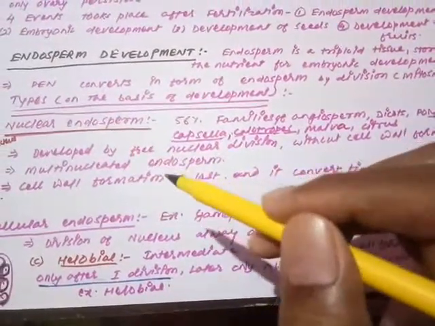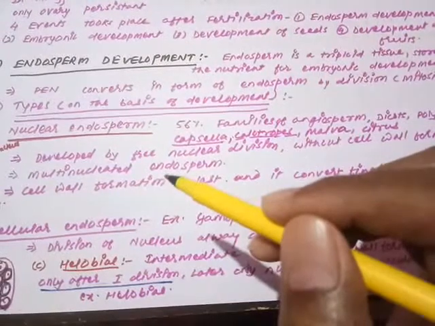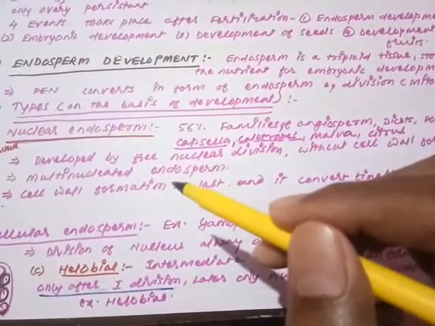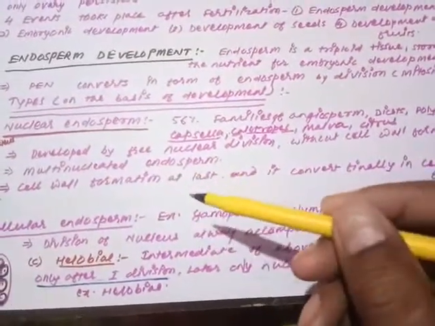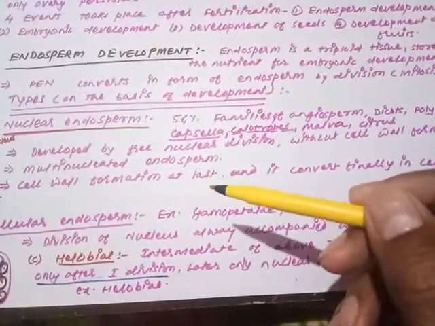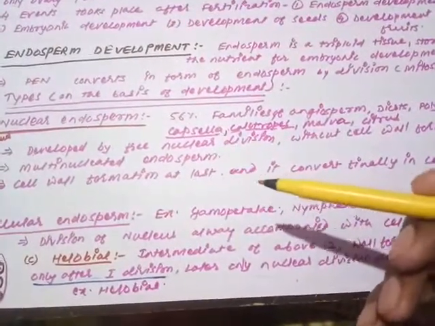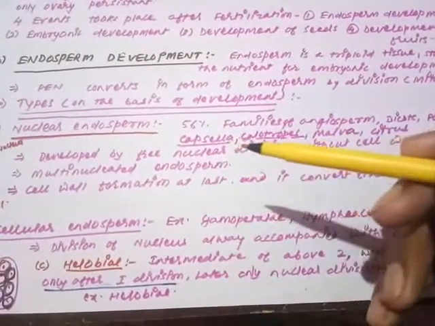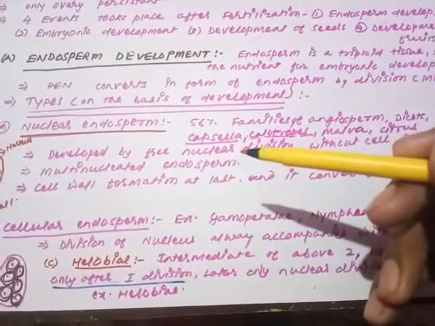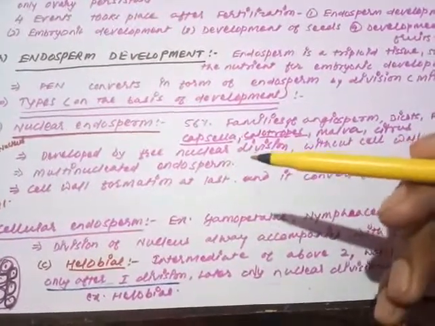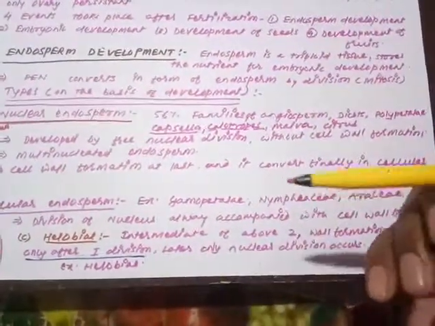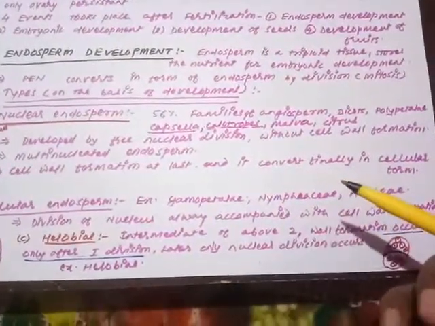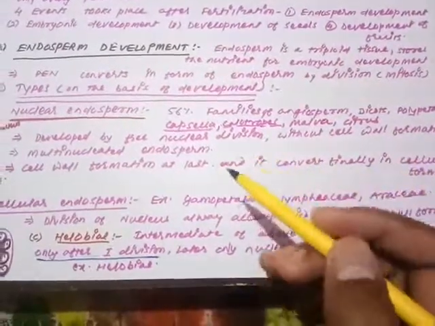And one more thing we need to take care of: even after many nuclear divisions, it will finally convert into the cellular type of endosperm, because at last the cell wall formation will occur, and when cell wall formation occurs, it is considered a cellular endosperm. So initially the nuclear divisions occur without cell wall formation, that is the nuclear endosperm, a multinucleated structure, and the cell wall forms at the last, and finally it gets converted into the cellular form. So it is clear to you all.